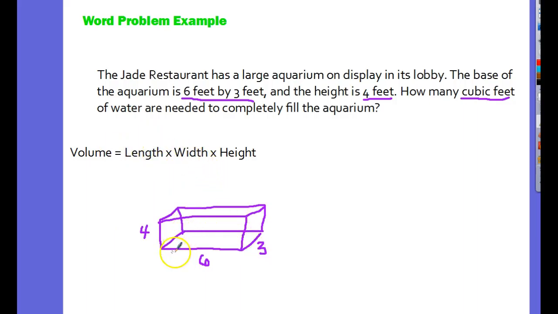So I'm going to go ahead and fill in my formula. Remember, the longest side is the length, so that's going to be the 6. The width is how wide it is, which will be the 3. And the height is how high it goes, which is 4. Alright, so I'm going to go ahead and multiply my numbers here. I'm going to find the area of the base first, which would be 18. And then I'm going to multiply 18 times 4. 18 times 4 in this case would be 72.